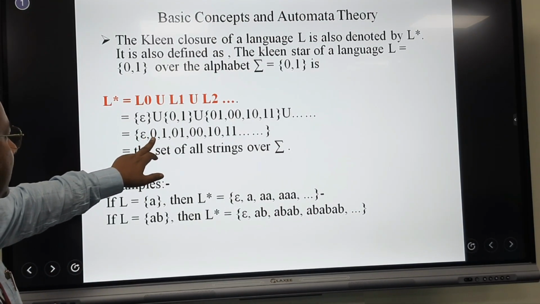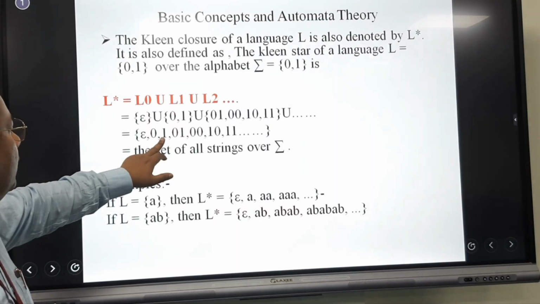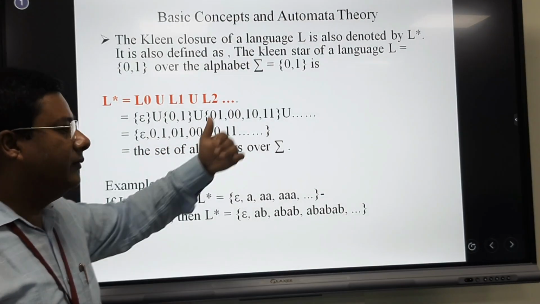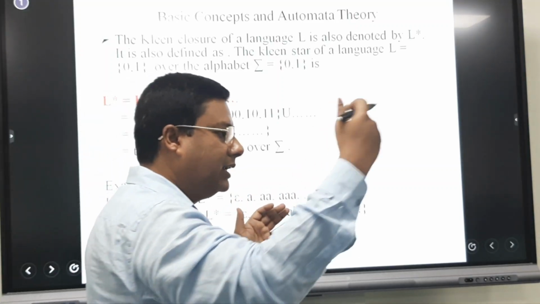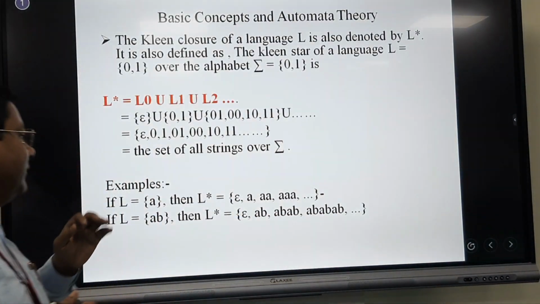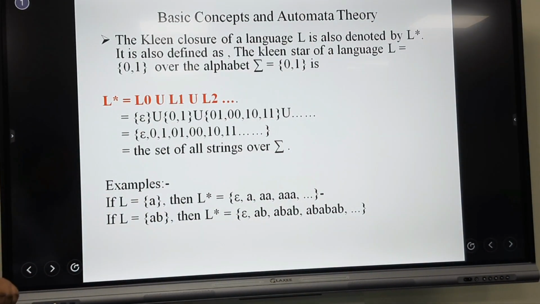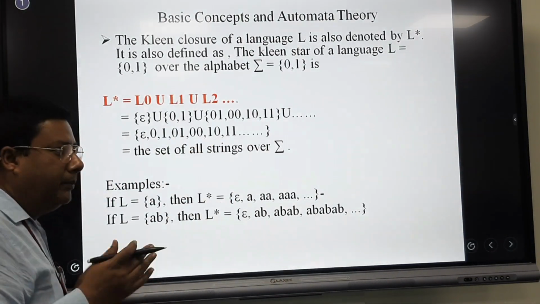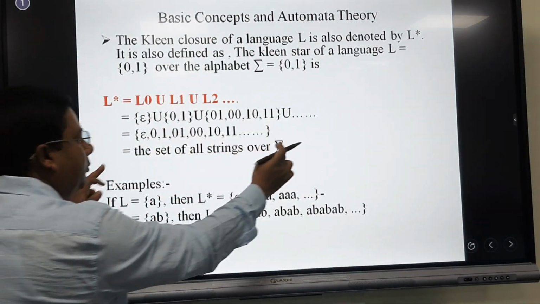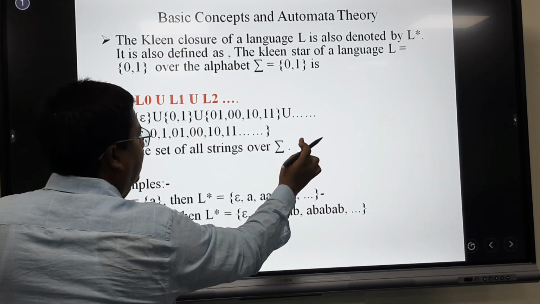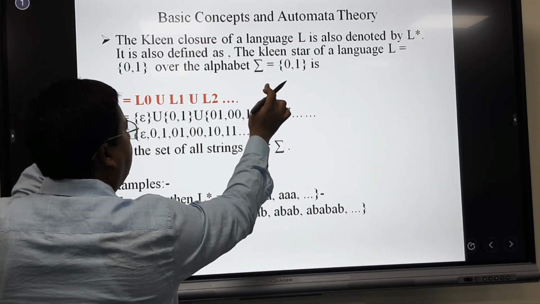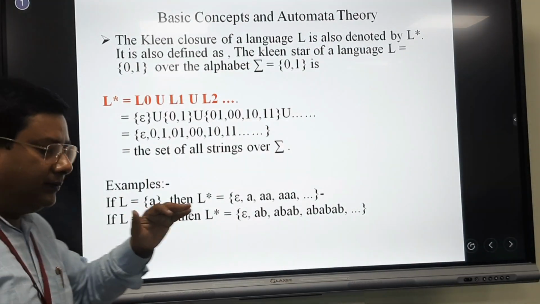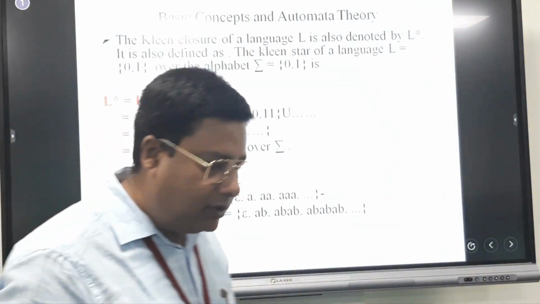This is of length 1, and this is of length 2. Continuing, we get lengths 3, 4, 5, an infinite series we can observe. And this is the set of all strings over sigma. It means that if we write these symbols only, this is the set of all strings over sigma, representing this one. Isn't it?